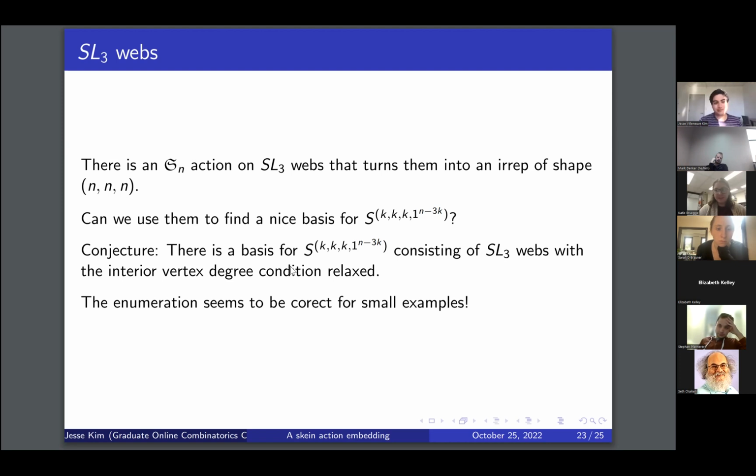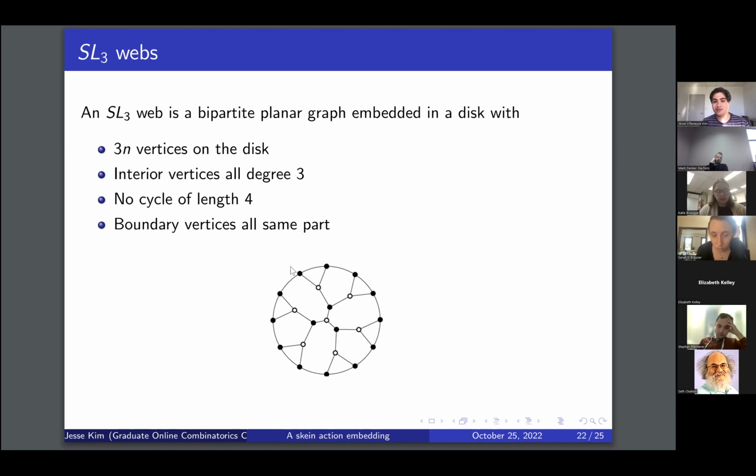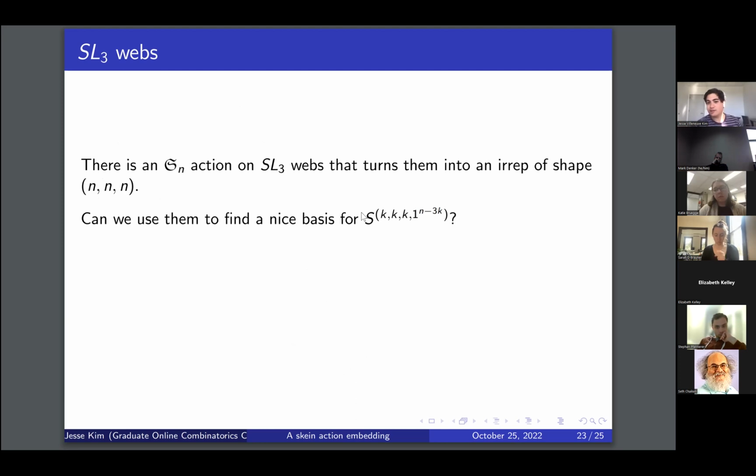So it turns out that, well, this is still a conjecture, but through experimental evidence, it seems like if you take this definition for SL3 webs and you change this interior vertices condition, all being degree 3, to interior vertices in the same part as the boundary vertices are degree 3, but interior vertices in the other part, so these white vertices, can be any degree at least 3, the number of ways to draw that turns out to be equal to the dimension of this module. So it seems like there's a good chance that there is some action you can put on those.